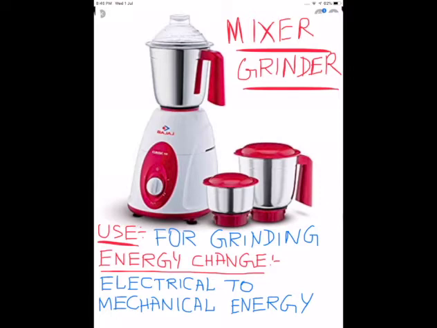What is the name of this device? It is a mixer grinder. What is the use of this device? We use it for grinding. What is the energy change taking place here? It converts electrical energy to mechanical energy.